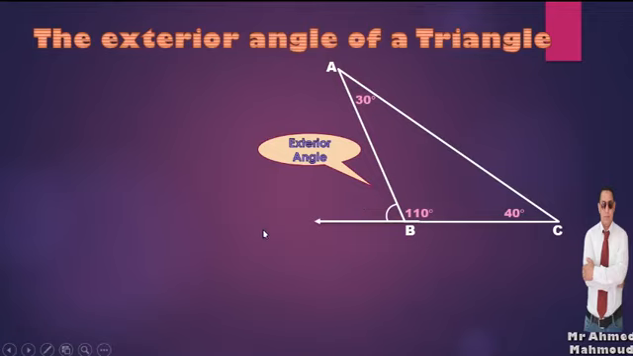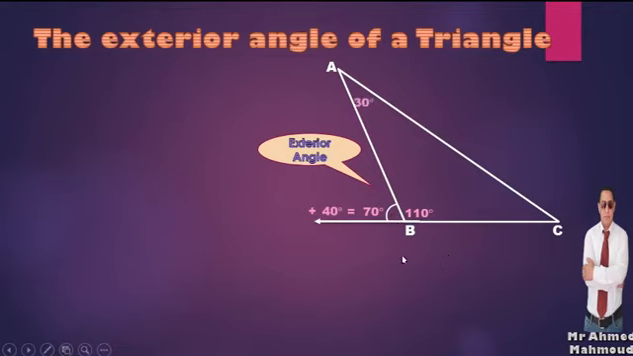Okay. Now, how can we find the measure of the exterior angle? We do the following. We take A and C, the non-adjacent interior angles. We are going to take A plus C. A plus C equals 70. Then the exterior angle equals the sum of the two non-adjacent interior angles, or the exterior of B equals A plus C.